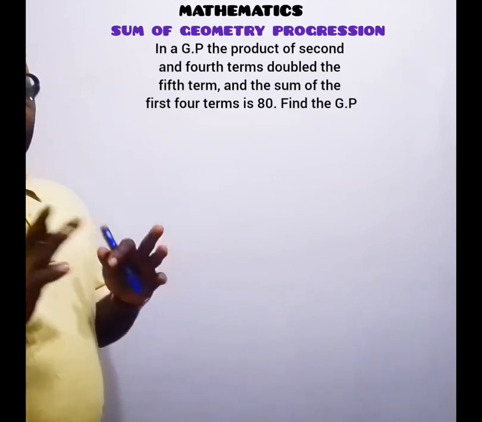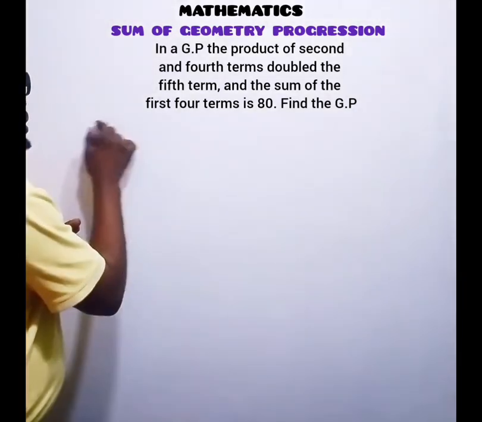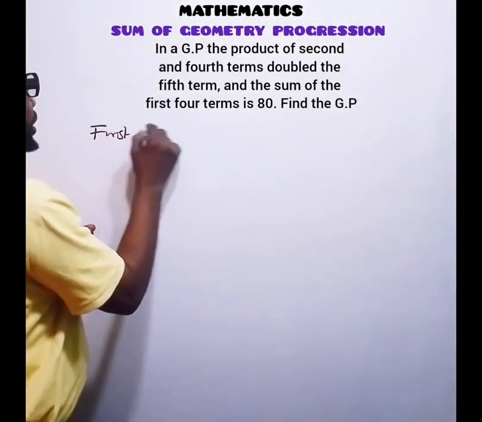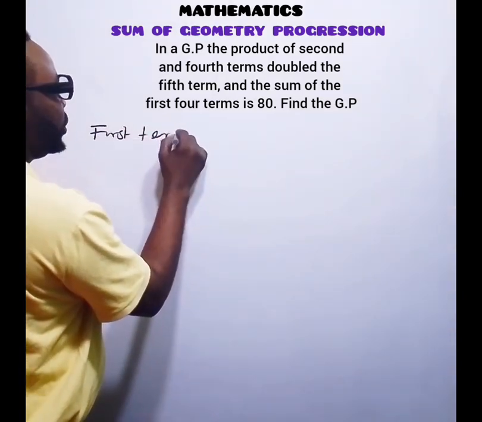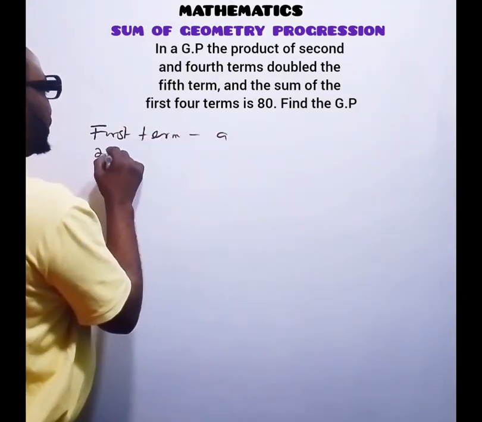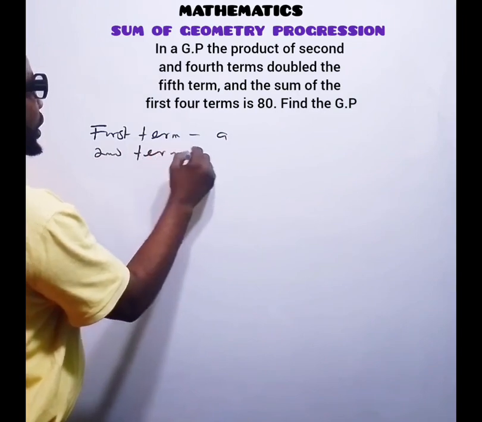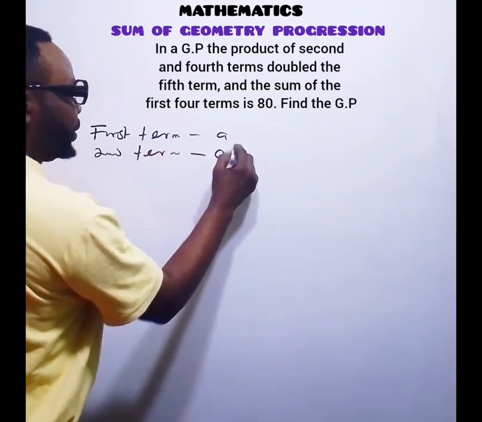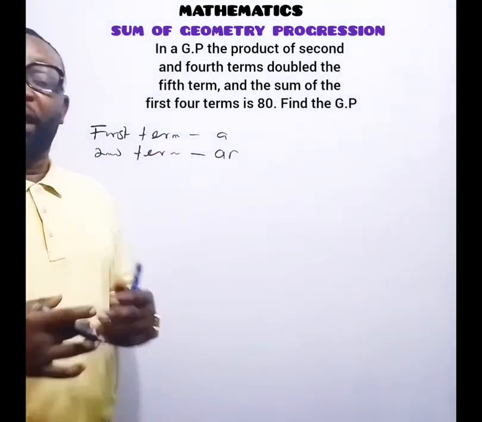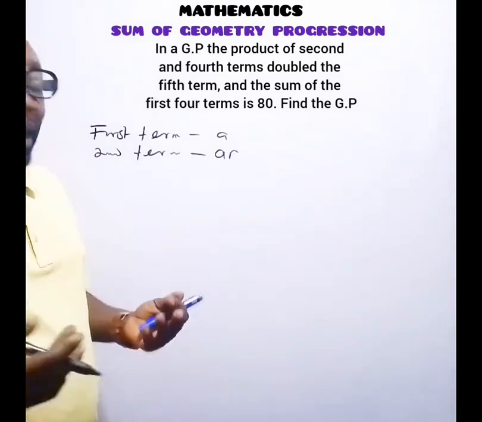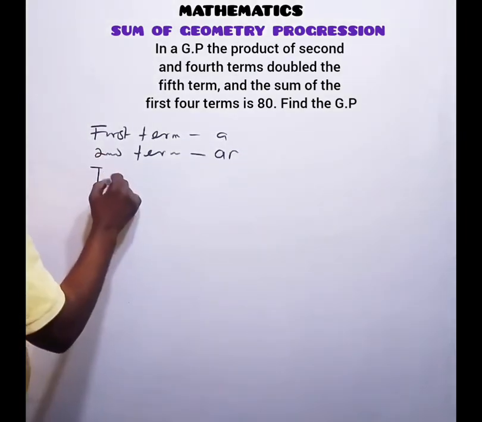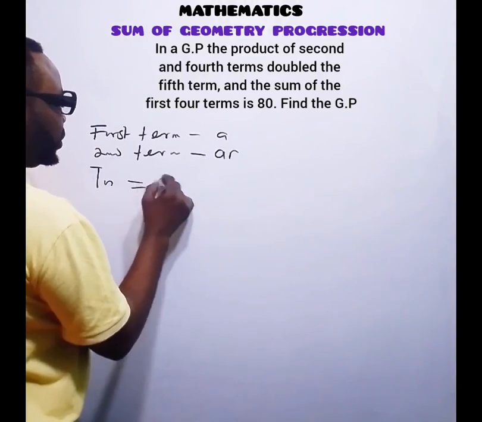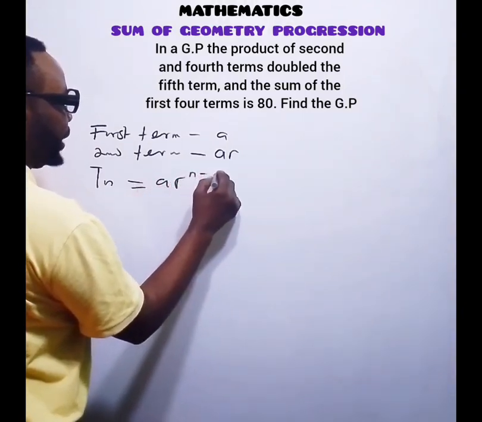Now, in geometric progression, the first term is given to us to be A. The second term, we know it is AR, and the third term is AR squared. When we follow the nth term formula, the nth term is equal to AR raised to the power of n minus 1.